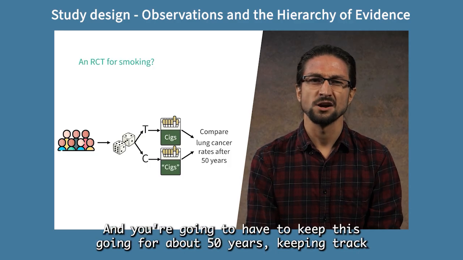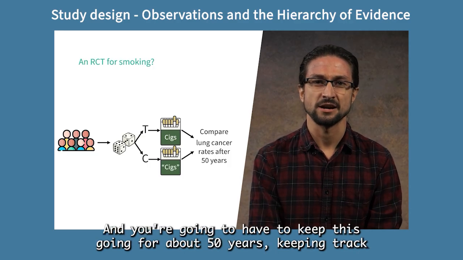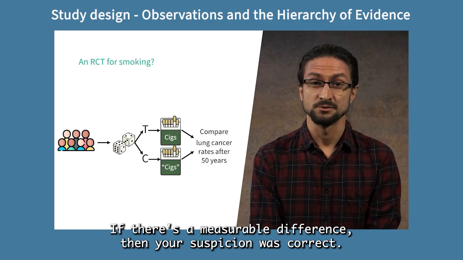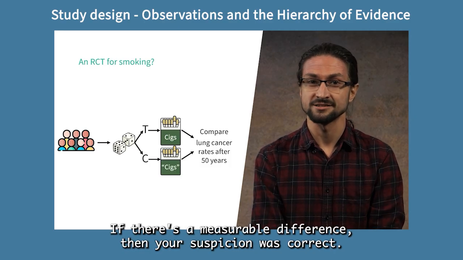While the other group is given a packet of fake cigarettes. And you're going to have to keep this going for about 50 years, keeping track of how many people in each group get lung cancer. If there's a measurable difference, then your suspicion was correct.